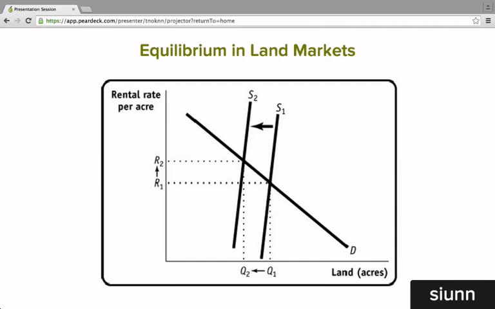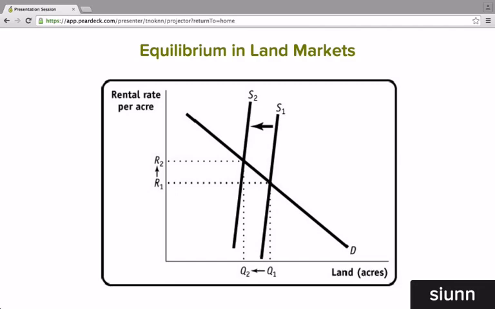So what exactly is this rental rate? Well, we can think about the rental rate in two ways: either as an explicit cost, with money we actually pay to rent the land or capital, or as an implicit cost, meaning we already own the land or capital, but we could rent it out to someone else for an additional use, and we're giving up that money by using it ourselves.